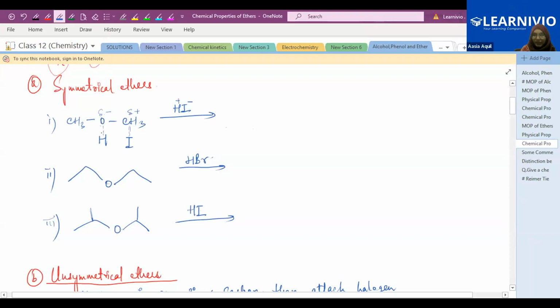And with oxygen, hydrogen. And from here, this bond will cleave. So what do you get when this bond cleaves? CH3OH, you will get methanol, plus CH3I, methyl iodide. So you will get alcohol plus the corresponding haloalkane.